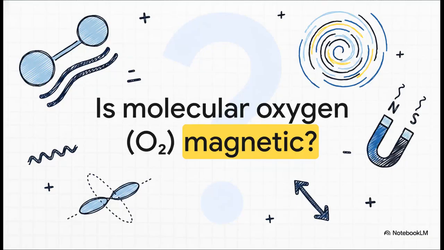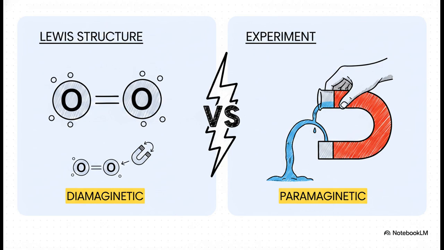And here's the classic example that shows why we need this bigger theory. Let's ask a pretty simple question. Is a regular old oxygen molecule, O2, magnetic? Now, based on everything we've learned up to this point, the answer should be totally obvious. And that obvious answer would be completely wrong.